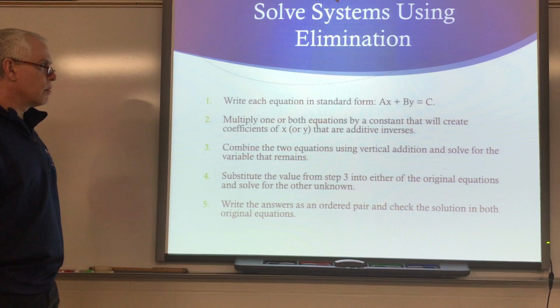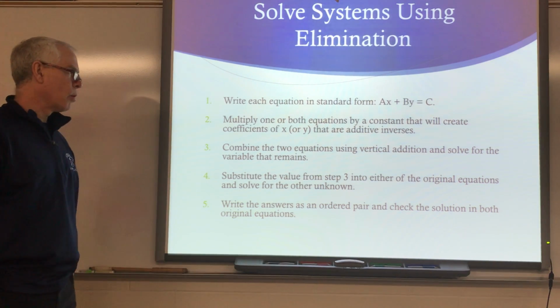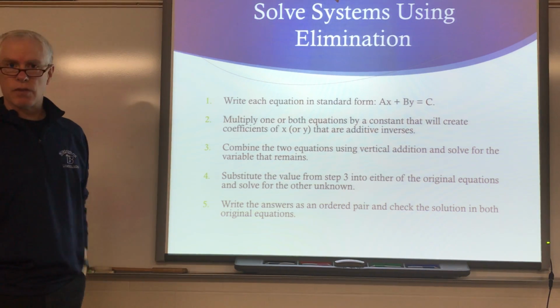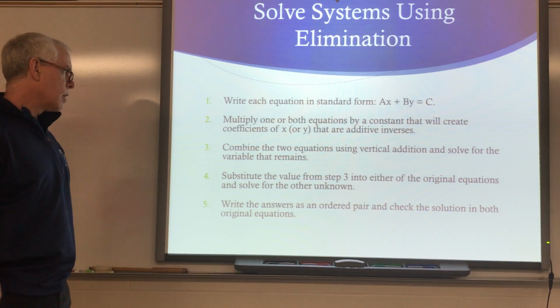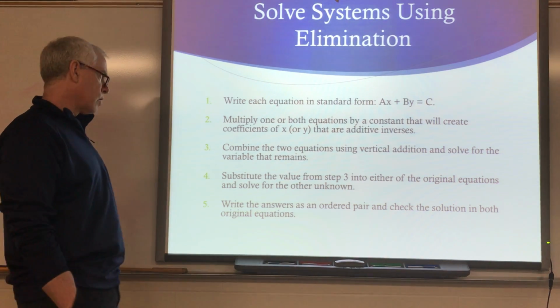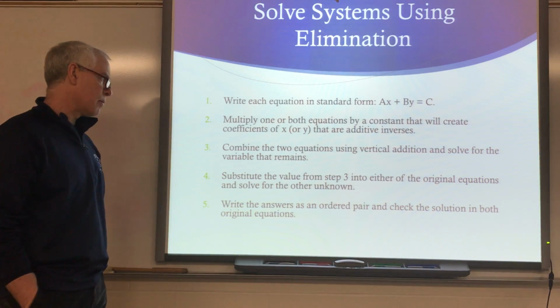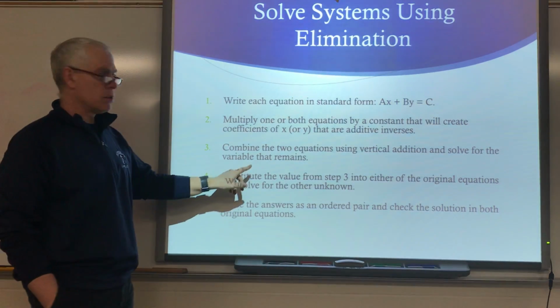Write each equation in standard form, ax plus by equals c. That's aligning those columns. Multiply one or both equations by a constant that will create coefficients of x or y that are additive inverses. So one's 5 or negative 5, or that kind of thing. Combine the two equations using vertical addition and solve for the variable that remains. We did that. Substitute the value from step 3 into either of the original equations to get the other unknown, and then write the answer as an ordered pair.